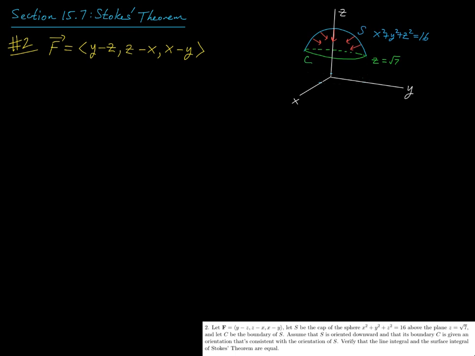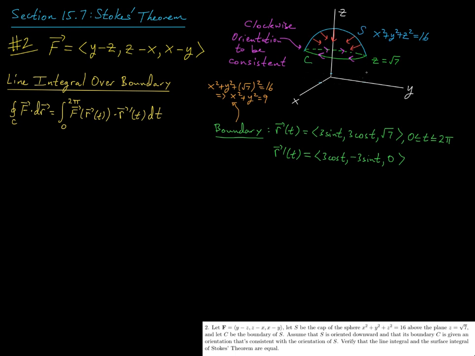Okay, so what about the radius of this boundary circle? Well, if I substitute in square root of 7 for z, I see that I have x squared plus y squared equal to 9. So this boundary curve here is a circle of radius 3, and we're orienting the circle clockwise. And so a parameterization for that circle would be 3 sine t, 3 cosine t. And since the circle lives in the plane z equal to the square root of 7, the k component here is just constant root 7. And t will vary from 0 to 2 pi.